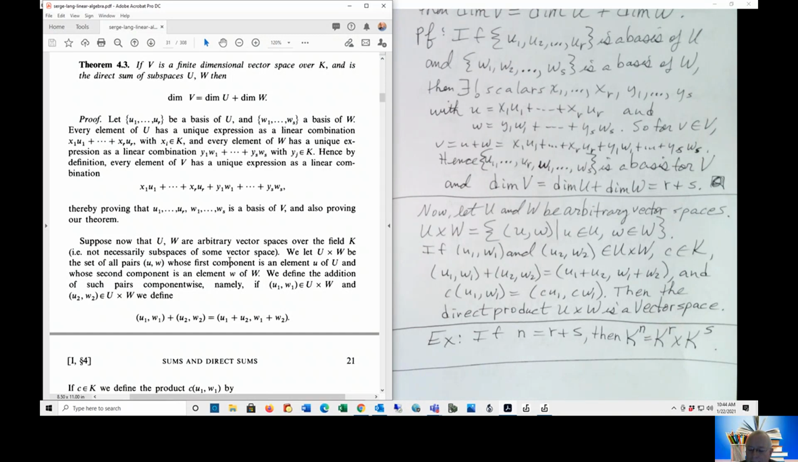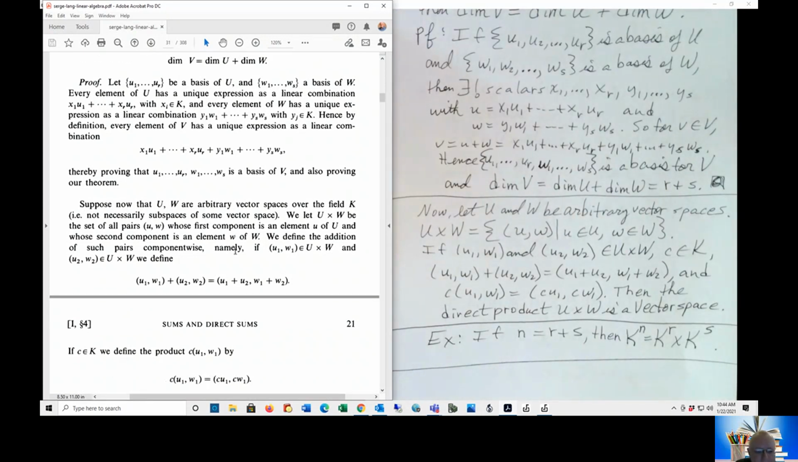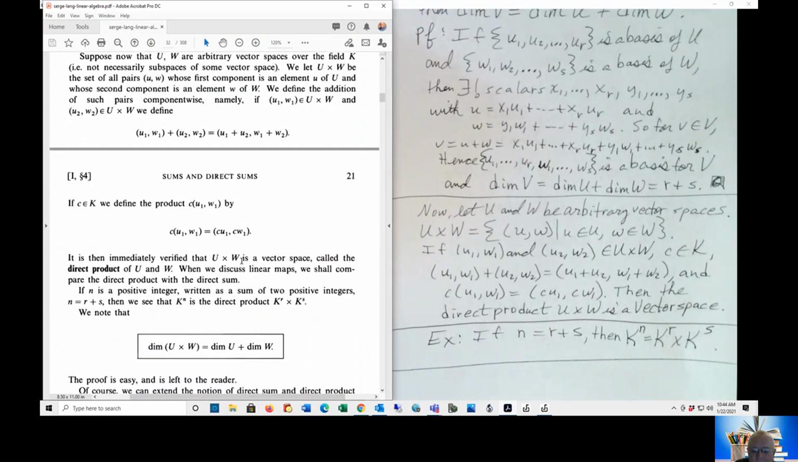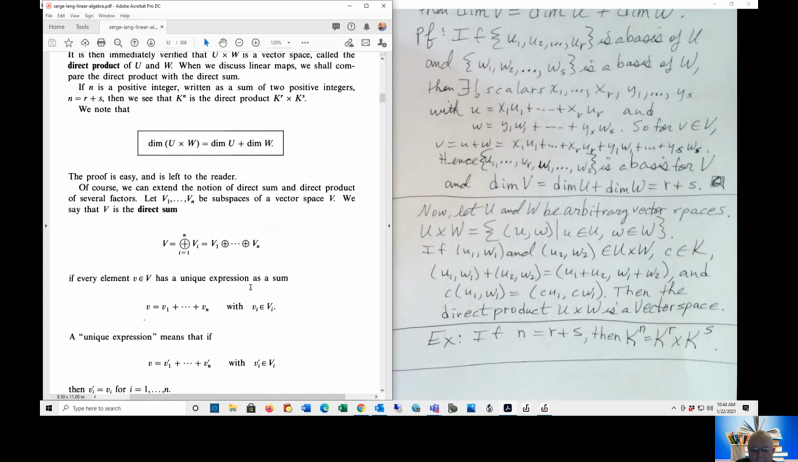Now, the most common example is if n is a positive integer and if r and s are positive integers with n equal to r plus s, then we can write the vector space Kn as the direct product of the two vector spaces Kr with Ks. Okay?